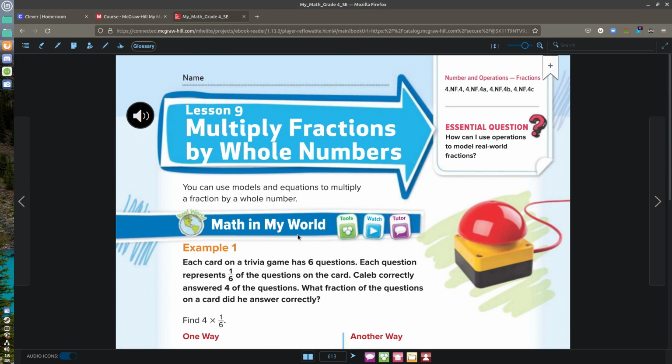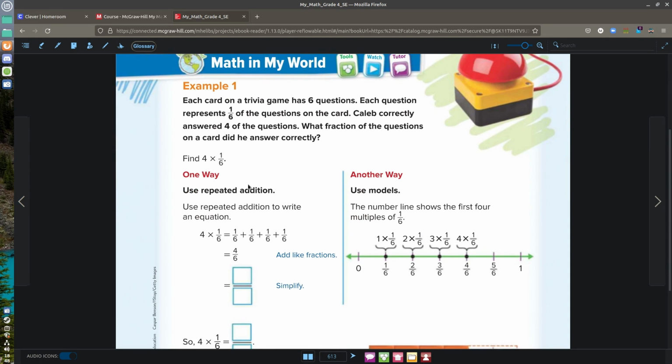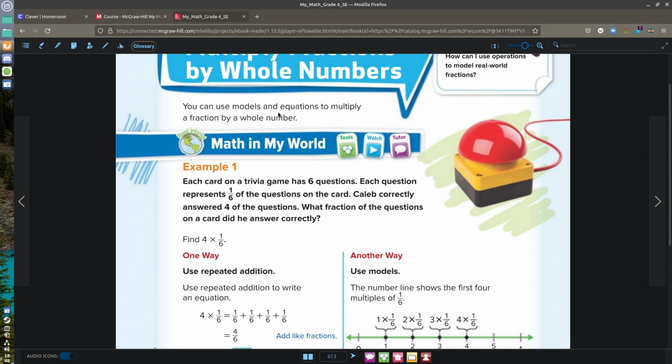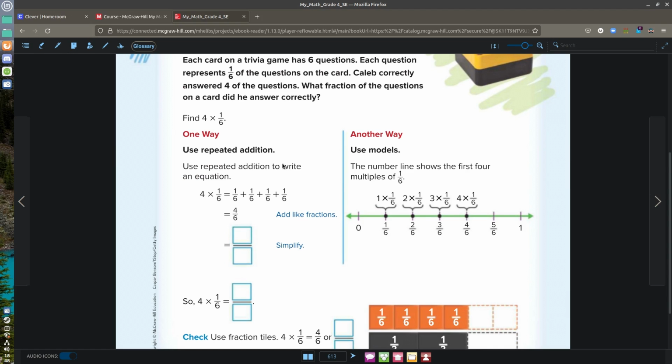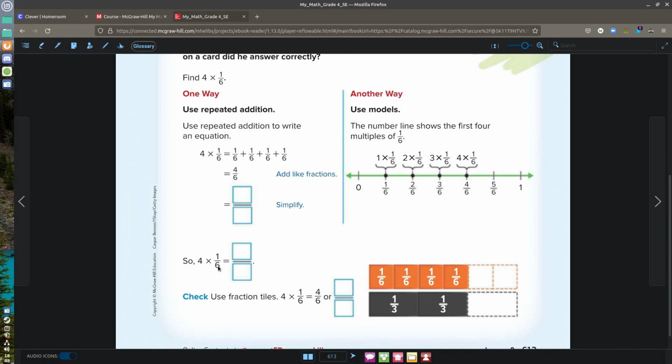Okay, so we're going to do lesson 9 today. So it has to do with yesterday's lesson. The only thing is that we're not writing an equation. We're multiplying fractions by a whole number. And then that will make an improper fraction, and then we'll have to change it to a mixed number. This first one is just a proper fraction, so we want to do that.